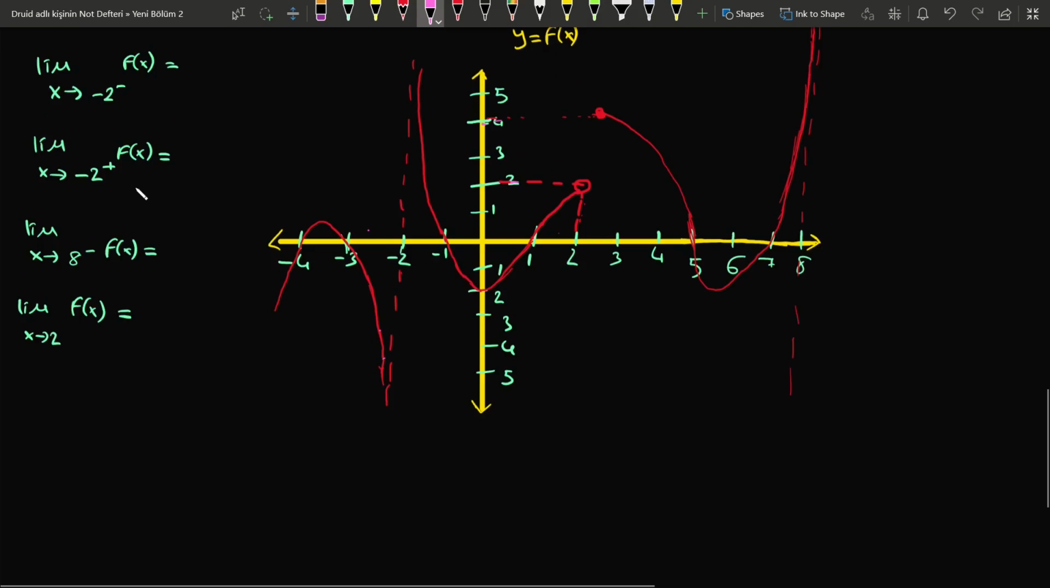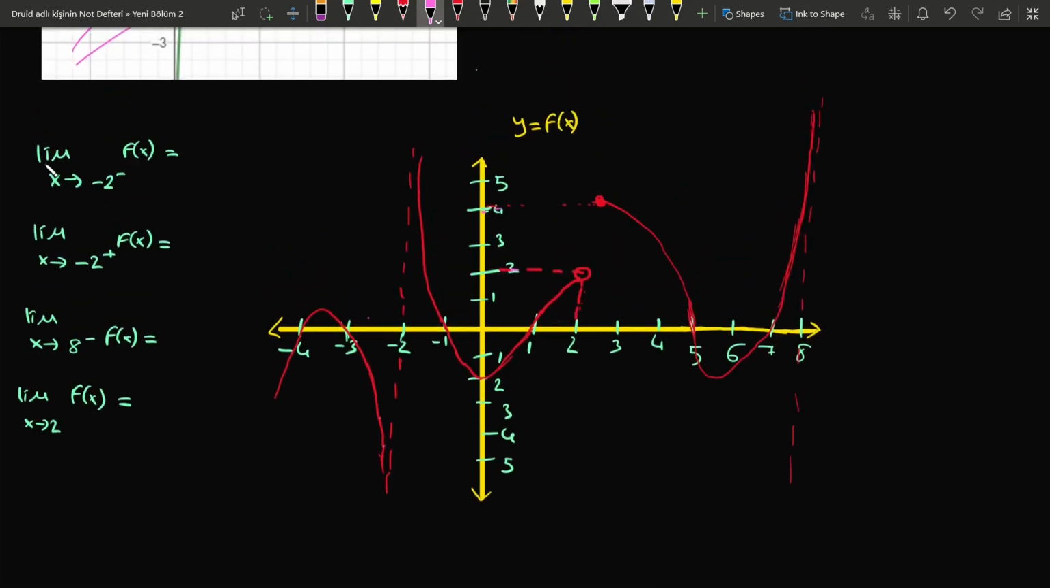So now we have a graph of a function, and there are some limits that we need to evaluate by the graph. First, the limit of f(x) as x approaches negative 2 from the left side. Okay, here is our negative 2, and when I approach it from the left side, I'm clearly seeing that the function is going to negative infinity.